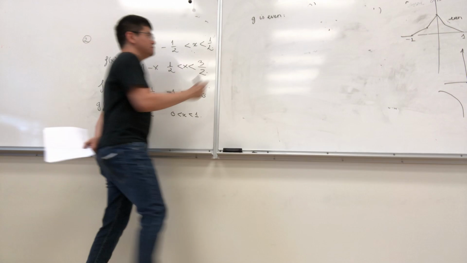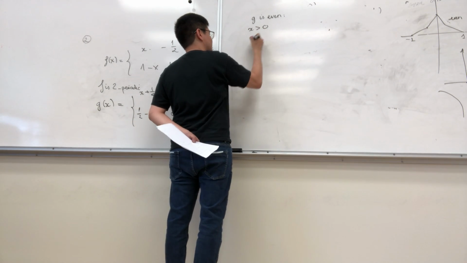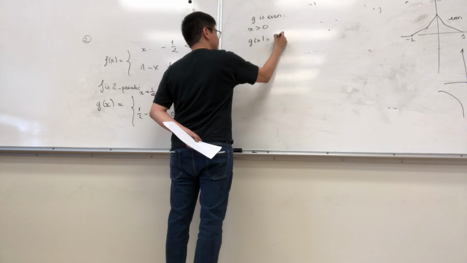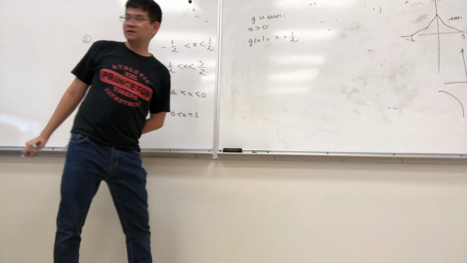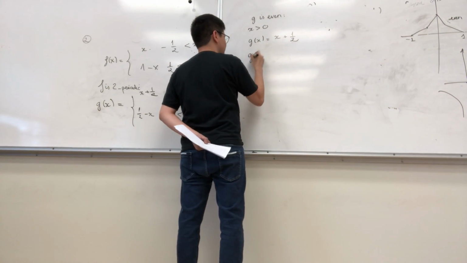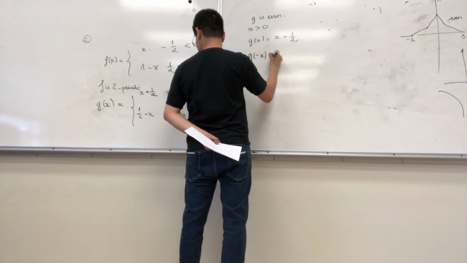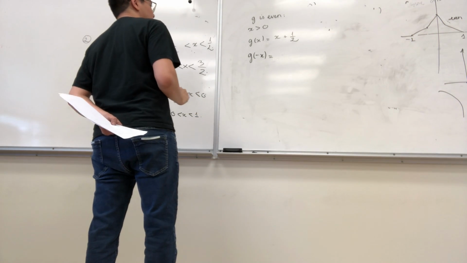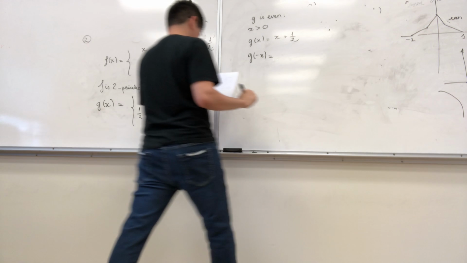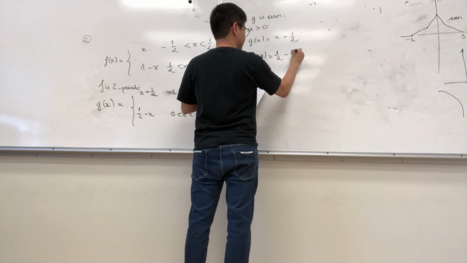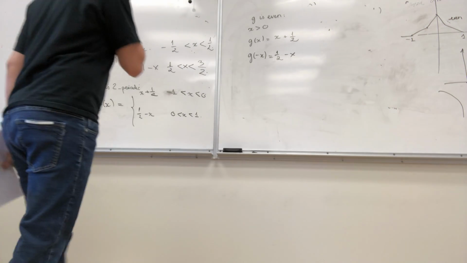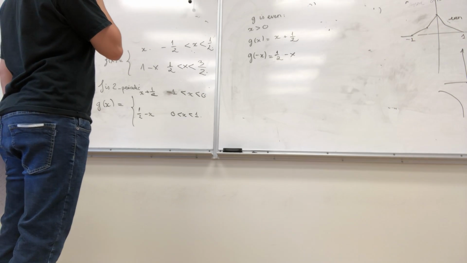Because when x is positive, g of x is x plus 1 half. And in this case, g of minus x is 1 half minus x. Did I make some mistake somewhere? Here it should be x.